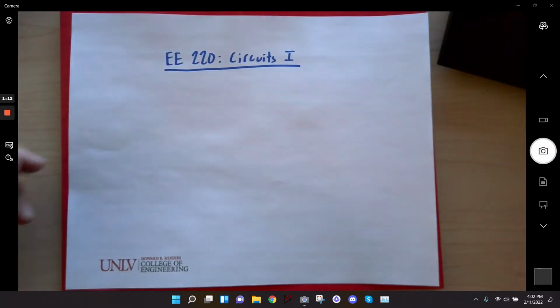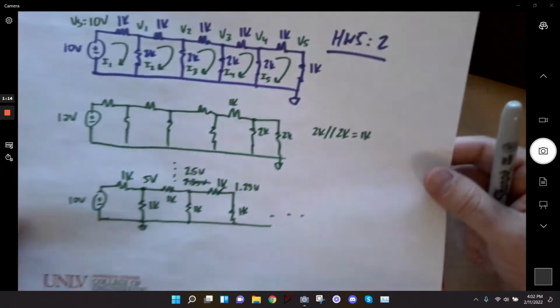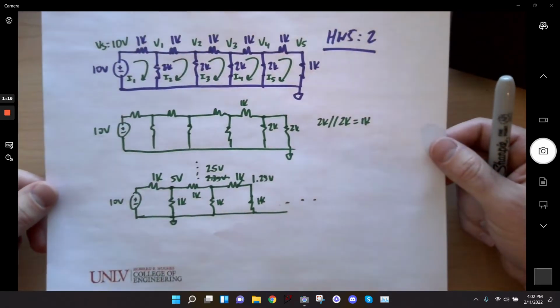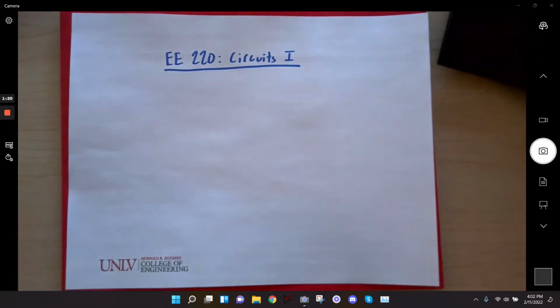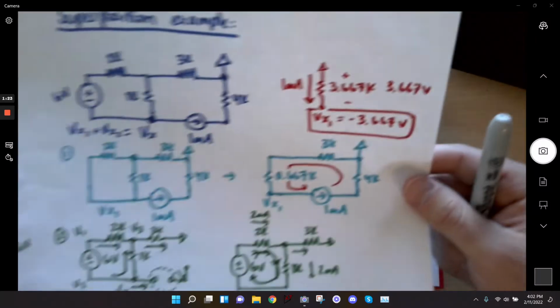Let's review. Some people had questions on this. I'll go back over this. Maybe I'll fully solve it. We'll see. And then I had this disaster of a problem.